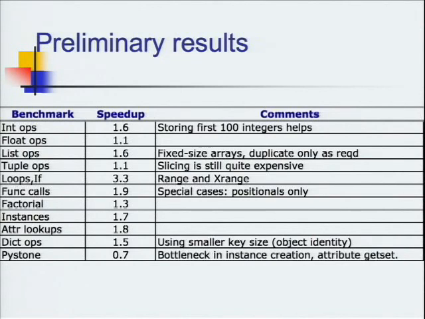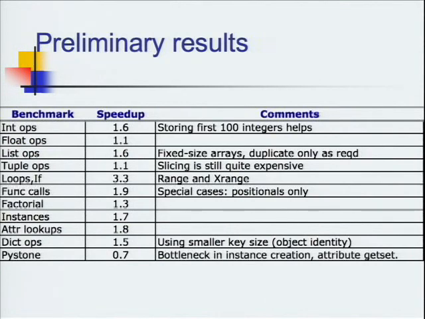For each benchmark, for instance, if you look at, I'll pick a random one, integer operations, it's basically a bunch of additions, subtractions, multiplications on integers done in a big loop, and executed lots of times. And so for each of these benchmarks, when I compiled and ran them, I found certain things which helped in speeding it up, which is what the comments indicate. For instance, I found that storing the first 100 integers helped a lot in this benchmark.